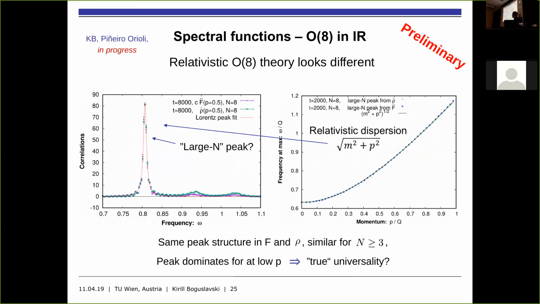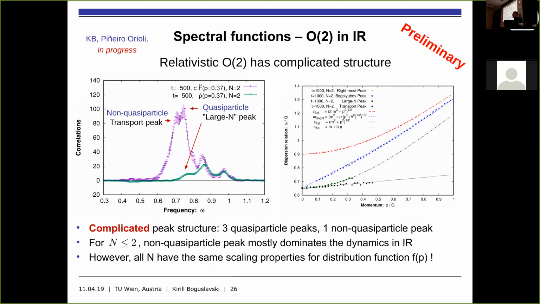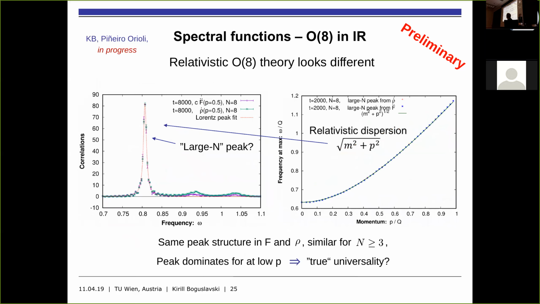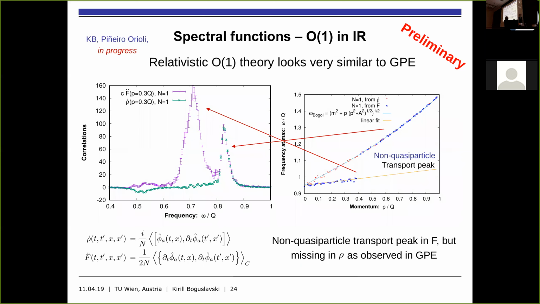Now let's go to the most difficult case, the N equals 2 case, because this case has everything. And this is what's really a surprise for us: you actually have four peaks. This is a Bogoliubov peak, which I did not even discuss, but it is also in N equals 8 and so on. This Bogoliubov peak has the usual Bogoliubov dispersion relation. And now you have both peaks that we saw at N equals 1 and N equals 8, so this large N peak and this transport peak here.